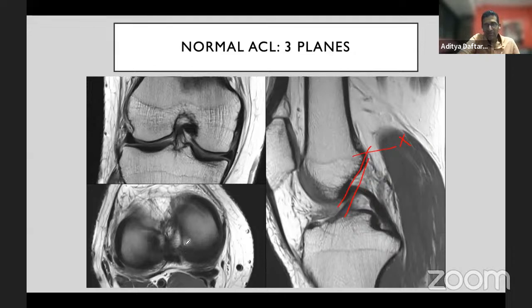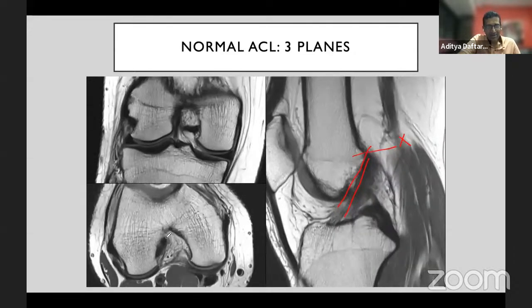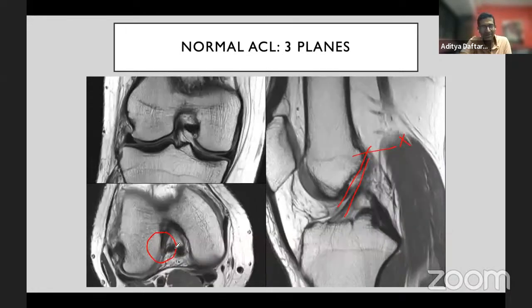What I find particularly invaluable in looking at the ACL is this axial image, especially towards the femoral attachment. This is a great place to look at the ACL. Now, what many people do is fat suppressed images. The problem with fat suppressed images is that the entire fat around here also gets suppressed, and this ACL is also dark. So it makes it very difficult to separate it from the adjacent tissues. Which is why I find non-suppressed axial images very helpful for looking at the femoral attachment of the ACL. And here you can see a nice femoral attachment of the ACL. I'll show you some images where we can see things really nicely.